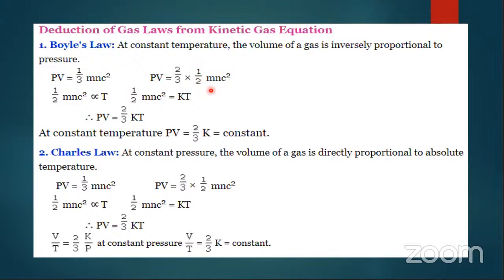So what is this 1/2 mnc²? It is nothing but kinetic energy. Students, what is kinetic energy? KE is equal to 1/2 mv². You might have studied that in physics also. Kinetic energy is equal to 1/2 mv². The same thing is here, mv². Here c is nothing but velocity, the velocity of the gas particles. So c² is nothing but velocity square n.